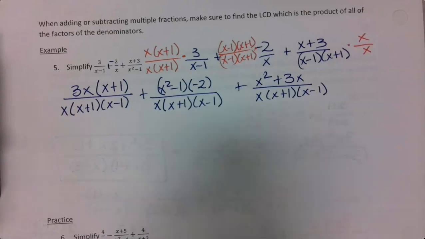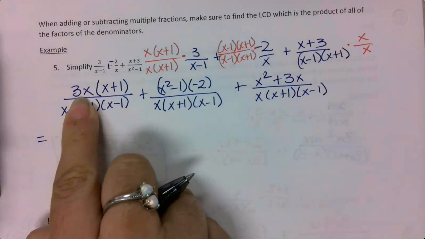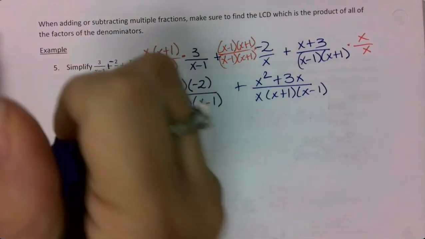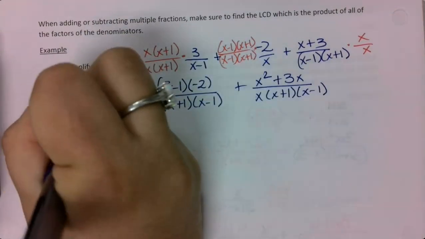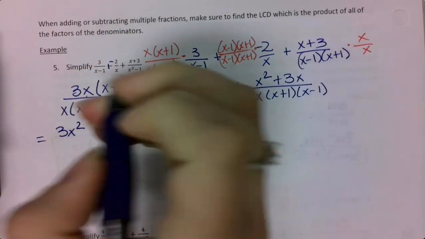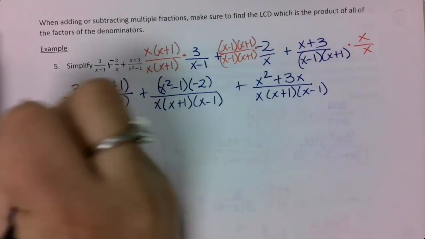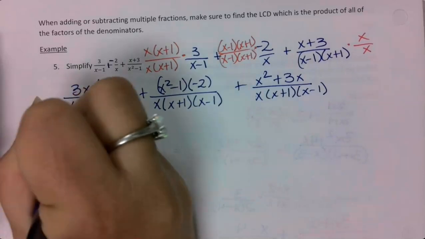Then I'm going to go ahead and multiply my factors on the numerator of the first fraction. So I have 3x times x will give me 3x squared. 3x times 1 gets me 3x. Denominator stays the same.